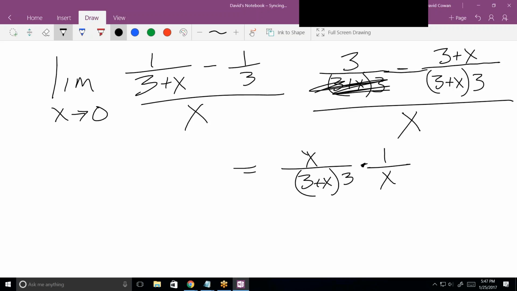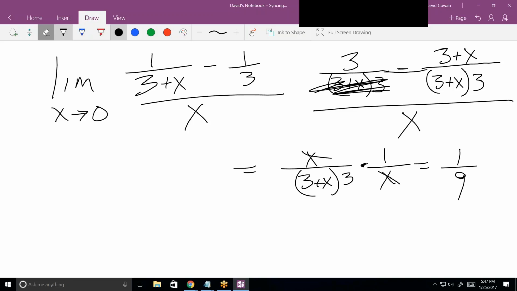Now the x's cancel. Now I'm left with 1 over this. And what does that go to as x goes to 0? Oh, no, not 0. It goes to 1 over 9. Right. That's how you do that problem.